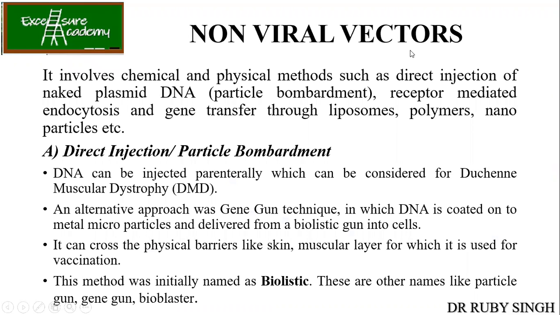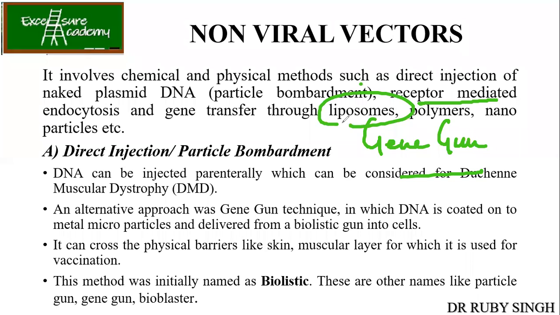Now coming to the non-viral vectors. This involves chemical and physical methods. It means we are not using any viral vectors here; we directly introduce the gene into the target cell. So this includes the direct injection of naked plasmid DNA, and particle bombardment, which is also called biolistics, that is the gene gun. I hope you must have heard of the gene gun. Or it can undergo receptor-mediated endocytosis, or we can also have liposomes, and of course nanoparticles, which is the latest now.